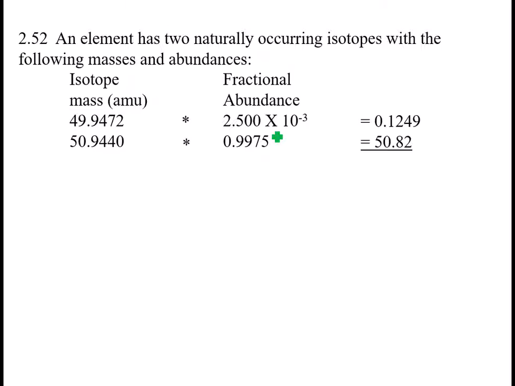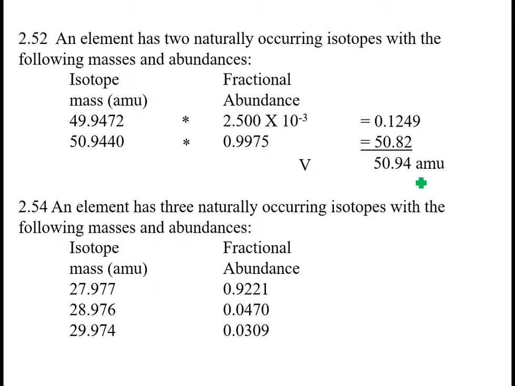And if I have more isotopes, I would continue to do that. This one only had 2, and so at that point I add them up, and I get 50.94, and the units for these problems is AMU. And a lot of times they'll ask what is the identity, so I look at the periodic table. What has an atomic weight of 50.94 on the periodic table? And it is vanadium. Number 54 has 3 naturally occurring isotopes.